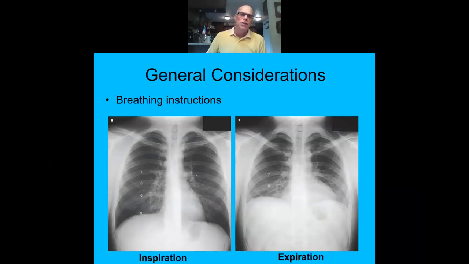General considerations as far as your breathing instructions. We want inspiration and expiration. I think your book's going to say you have to have a minimum of 10 ribs above the diaphragm when you have good inspiration. And you can see what happens if you catch them on expiration.